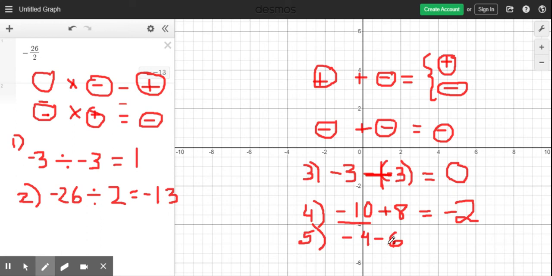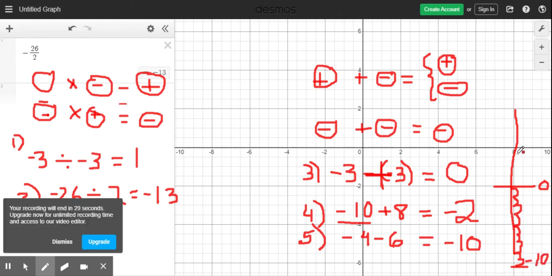And then finally, we have negative 4 minus 6, which is negative 10. It goes more negative. So if you can think of this as a thermometer here, if you want to think of negative 4, we consider this to be 0. If we go down 4, and then negative 6, minus 6, you're going down 6 more. It gets you down to negative 10. So you're going from, say, 4 below 0 down to 6 below 0.